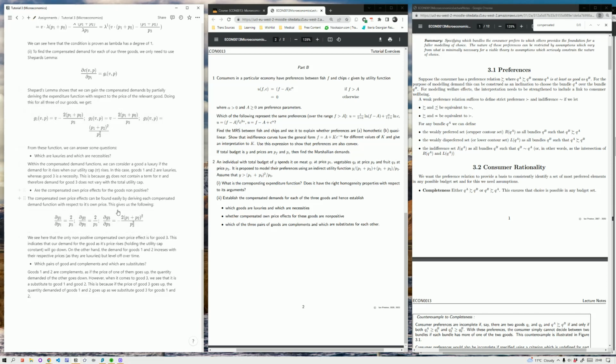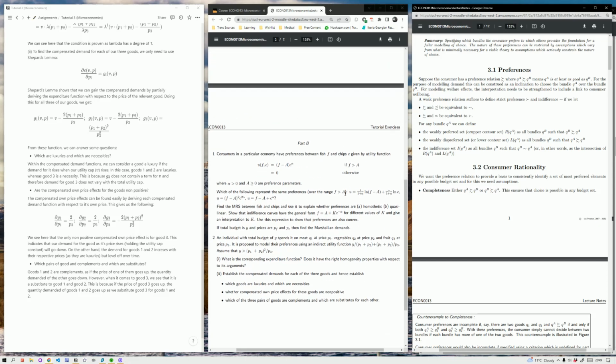But when it comes to good 3, the quantity demanded of goods 1 and 2, it is a substitute. Because the higher the price rises in P3, the more we're going to demand of goods 1 and 2. I think good 3 was fruit. So if the price of fruit goes up, then I'm going to buy more meat and vegetables to compensate, because I'm not eating as much fruit, so I'm just going to buy the others to make up for it. Okay, now I think that's right. I think that's it. I don't think I need to explain much else.